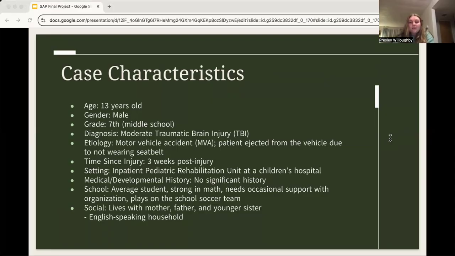Academically, he was an average student who excelled in math, though he occasionally needed support with organization. He also played on the school soccer team, demonstrating typical social and extracurricular involvement. He lives in an English-speaking household with his mother, father, and younger sister, and his family is highly supportive and eager to be involved in his recovery. Their engagement is significant because family participation can heavily influence strategy generalization, and overall rehabilitation success.